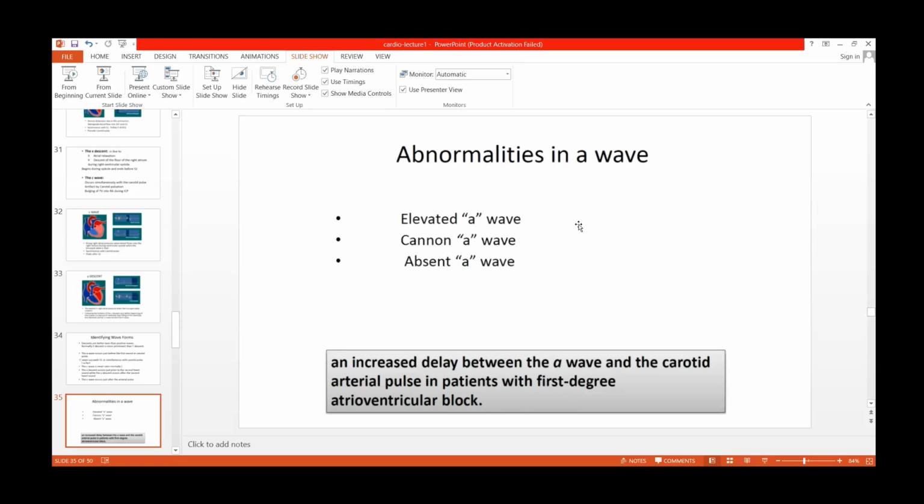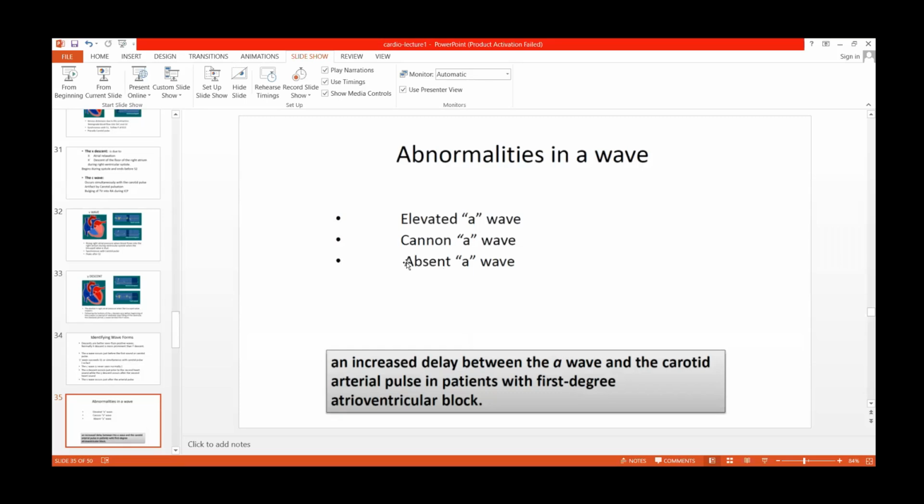So cannon A waves occur when the atrium contracts against the closed valve, particularly in case of junctional rhythm, or in CHB, or in VT. You can see cannon A waves because at that time the atria and the ventricle contract simultaneously. And you can see elevated A waves when it contracts against a narrowed valve like tricuspid stenosis, or against a stiff ventricle like pulmonary stenosis.